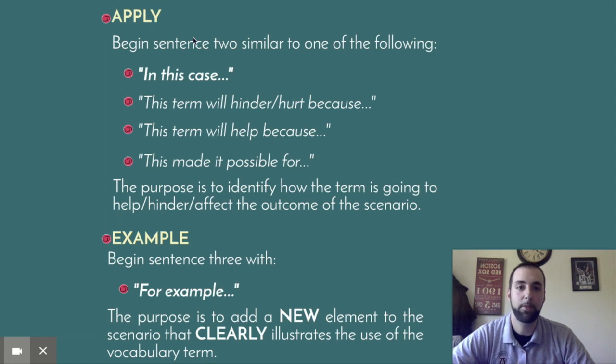But in the "for example" sentence, you are going to take the vocab word in question and clearly illustrate a practical, tangible example of how it would be done. So if we go back to the word studying, you might say, for example, Danny might spend 30 minutes the night before the exam reviewing the capital cities that he finds most confusing. That is a very clear example of studying.